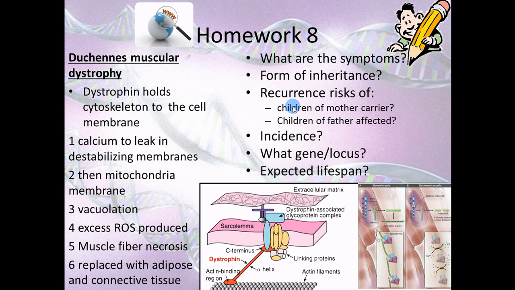Right? What's the recurrence risk if the child has a mother that's a carrier? What's the recurrence risk if the child has a father that's affected, not a carrier but affected? Which kind of gave away number 1. Right? What's the incidence of the disorder? What's the gene and the locus that's affected, and what's the life expectancy? Go ahead and pause and then come back when you're ready.